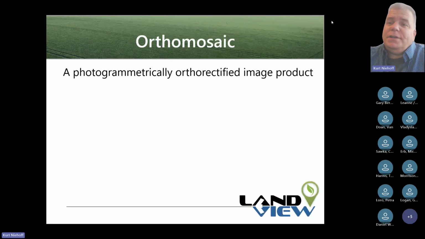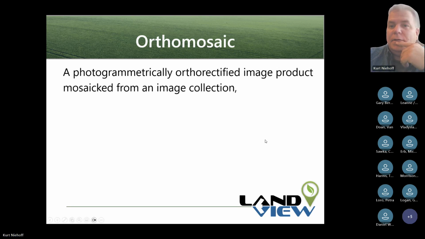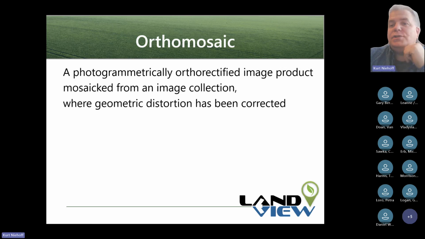So here's the official definition. The best definition, I'm leaning on Esri here. ArcGIS is kind of the granddaddy in this space. Here's their definition. An orthomosaic is a photogrammetrically orthorectified image product, mosaicked from an image collection, so from many to one, where geometric distortion has been corrected.